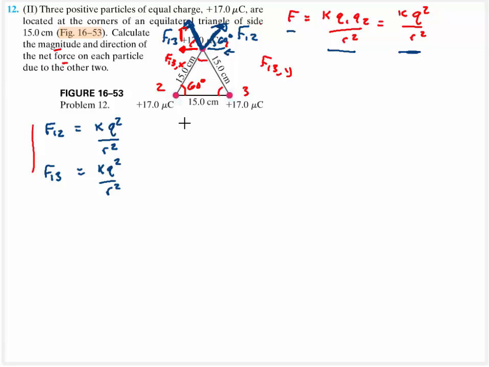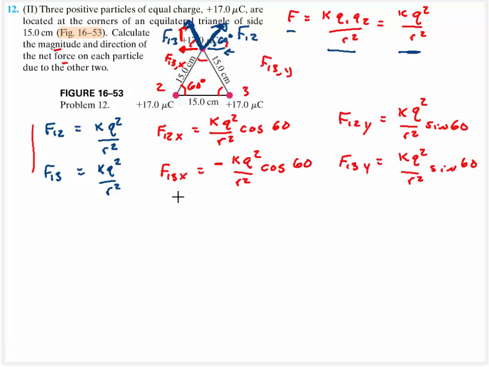That tells me that force 1,3 in the x is going to go like the cosine of 60 degrees. Force 1,3 in the y is going to be force 1,3 multiplied by the sine of 60 degrees. And I've just gone ahead and written all this. One thing that you have to pay attention to is the direction.